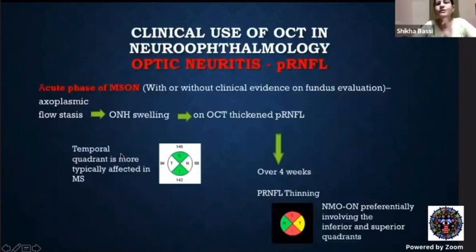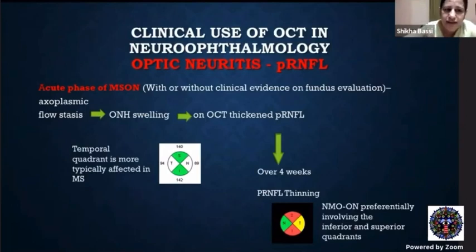Now we are coming to the clinical entities, how we are going to use this information of RNFL thickness and MGC-IPL thickness or thinness in the clinical conditions. Now, firstly, we'll look at optic neuritis.